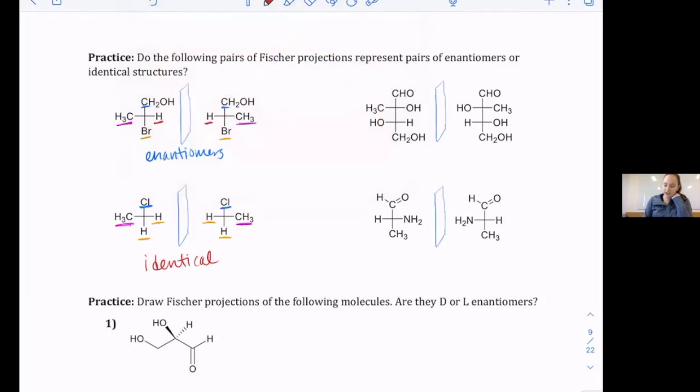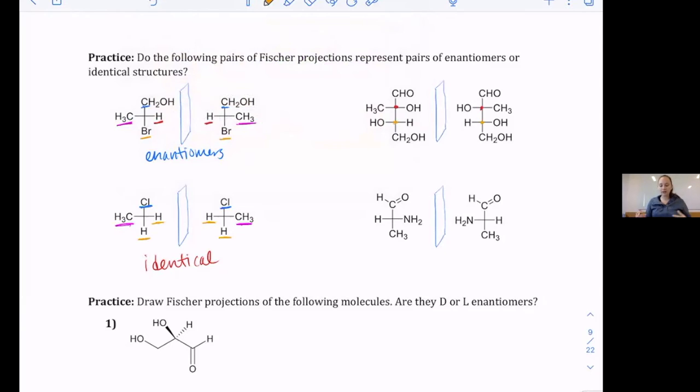So we have more than one chiral center in this particular case because we have this carbon here, and we have this carbon here. So the red one and the orange one. So we need to compare both and make sure that they both change correctly. So on the very top, we have our aldehyde in both cases.